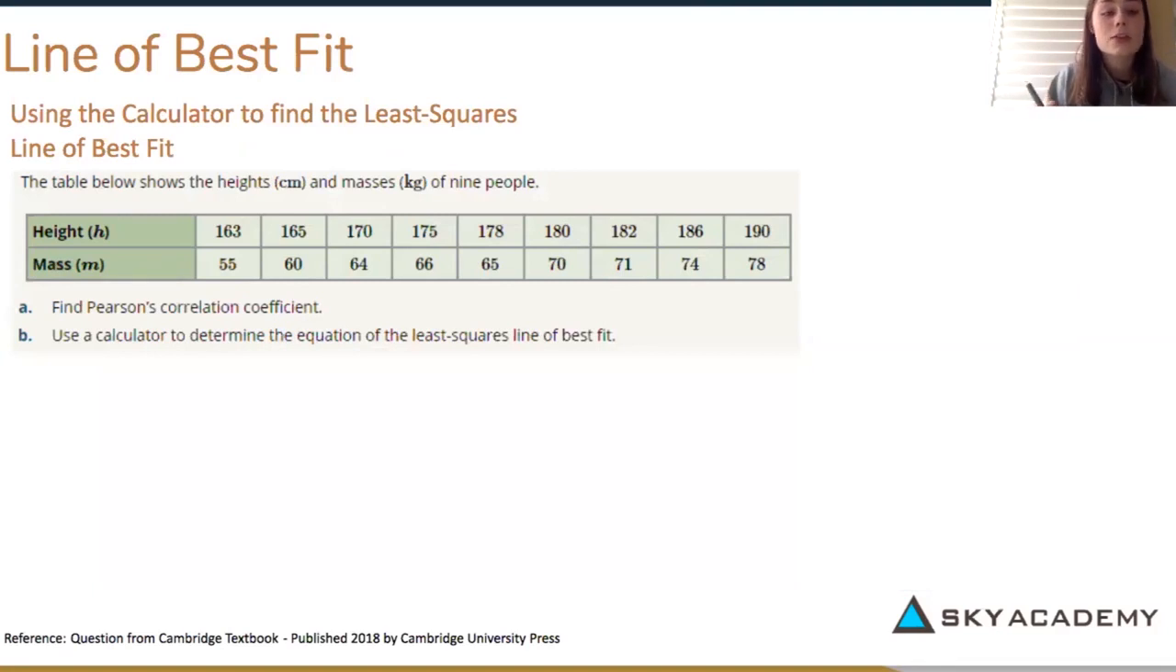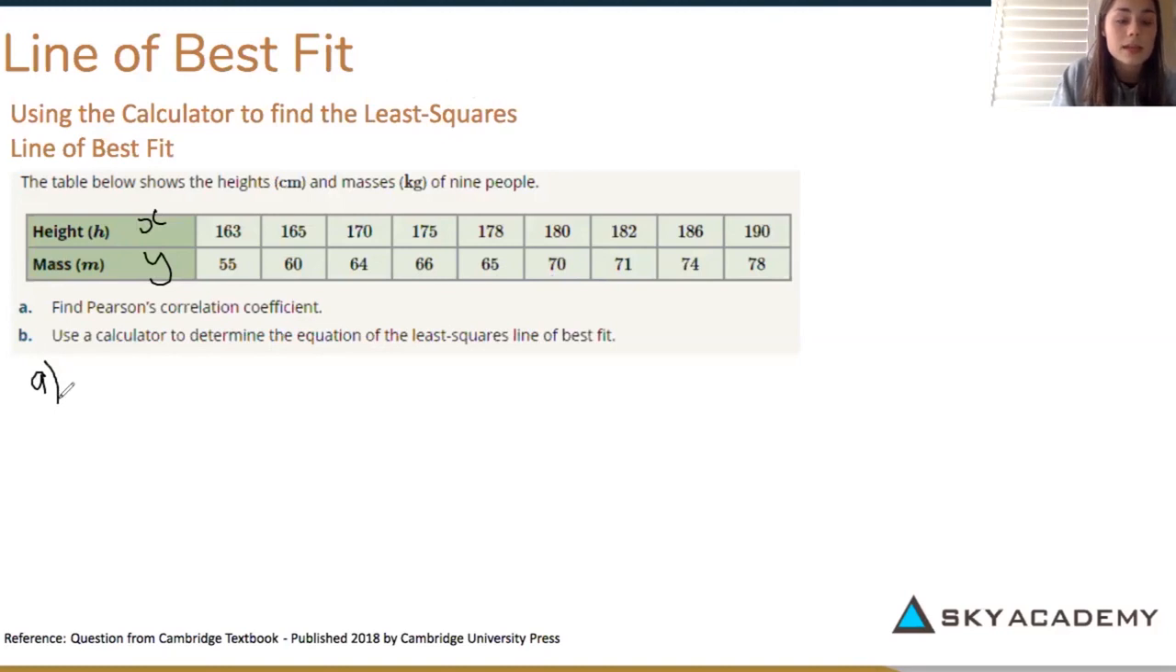If we have a look at this question, the table below shows the heights, in centimeters, and masses, in kilograms, of 9 people. So there are our two variables, height and mass, and I'm just going to quickly write on X and Y. Our first job is to find Pearson's correlation coefficient.